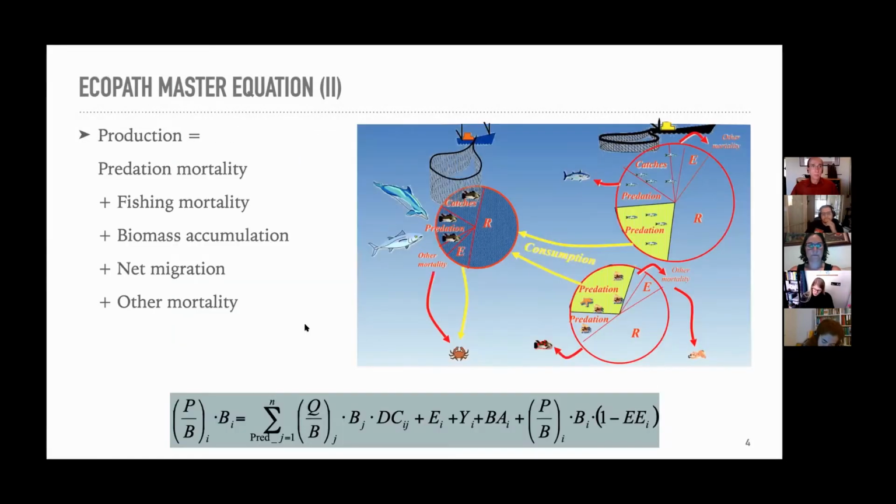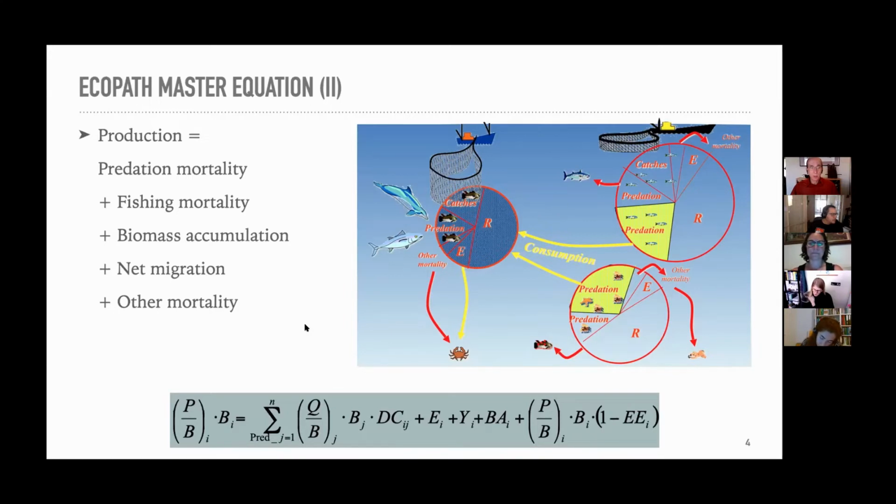The next one is how we break down the production part of it. And for that, we're using 5 terms. There's the predation mortality that we talked about two previous slides ago. So predation mortality plus fishing mortality plus biomass accumulation. Biomass accumulation basically means the size of the pie can change during the time we look at it. It's not steady state Ecopath, it's static. It has no time component, but it looks at what happened in a year. So if a group is being overfished, there will be a negative biomass accumulation. If it's recovering after overfishing or because of good conditions, it's increasing, that's a positive term.